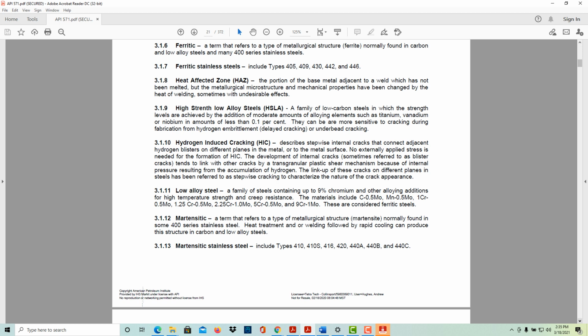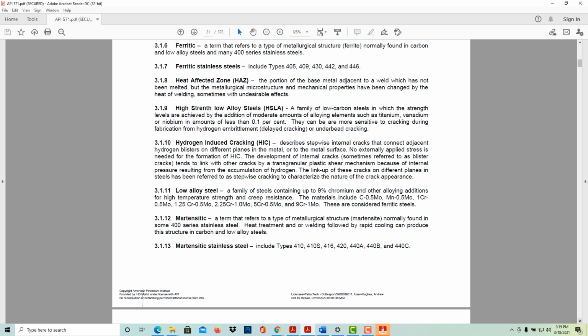Hydrogen-induced cracking describes stepwise internal cracks that connect adjacent hydrogen blisters on different planes in the metal or to the metal surface. No externally applied stress is needed for the formation of HIC. The development of internal cracks, sometimes referred to as blister cracks, tends to link with other cracks by a transgranular plastic shear mechanism because of internal pressure resulting from the accumulation of hydrogen. The link up of these cracks on different planes in steels has been referred to as stepwise cracking to characterize the nature of the crack appearance. So HIC is stepwise cracking.